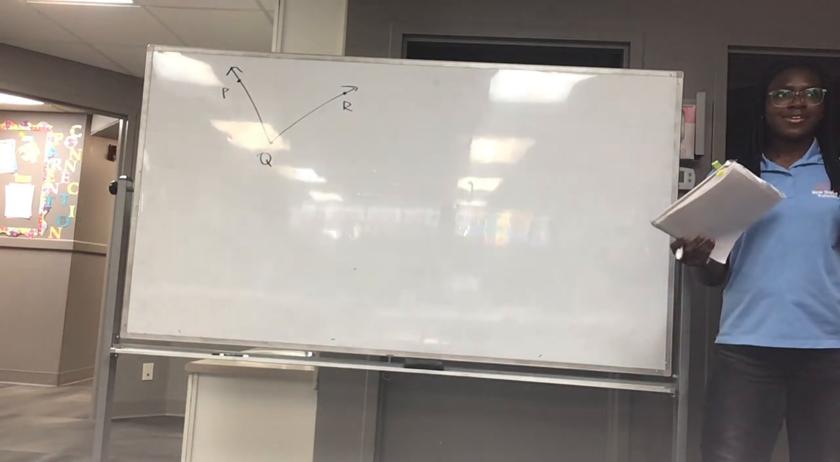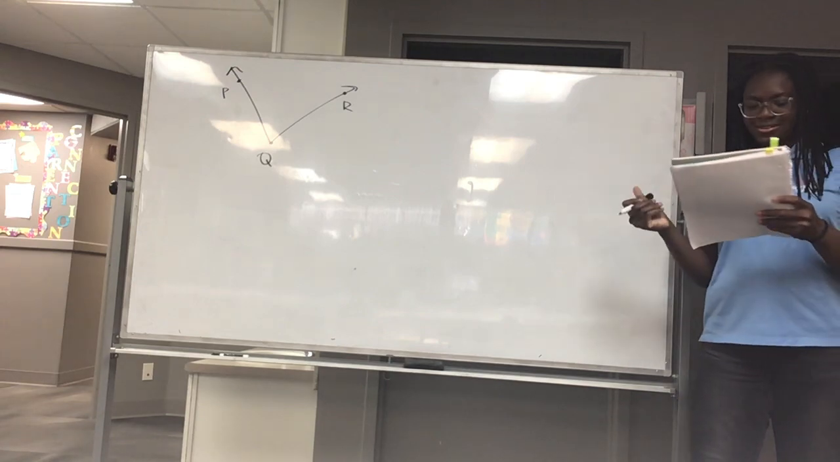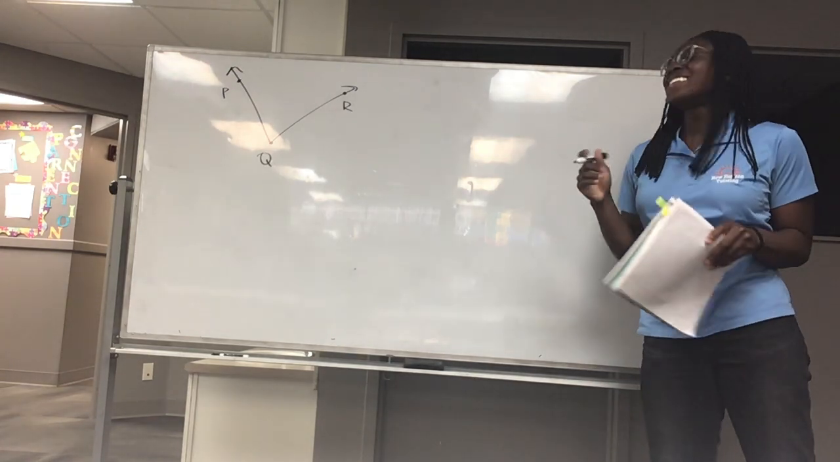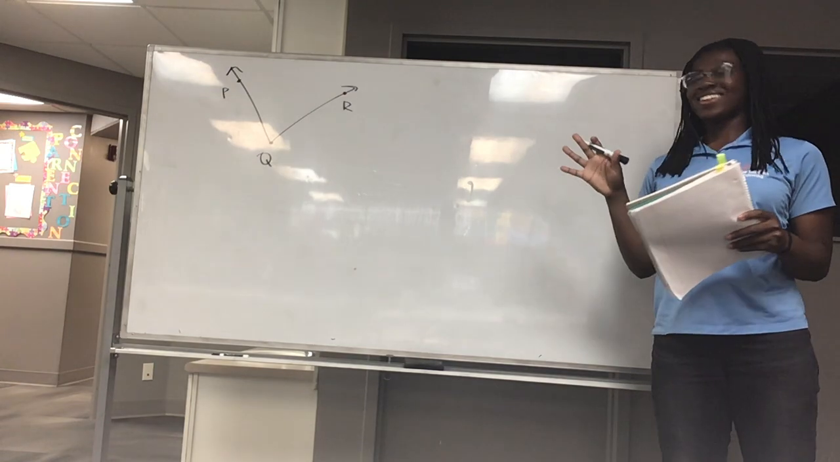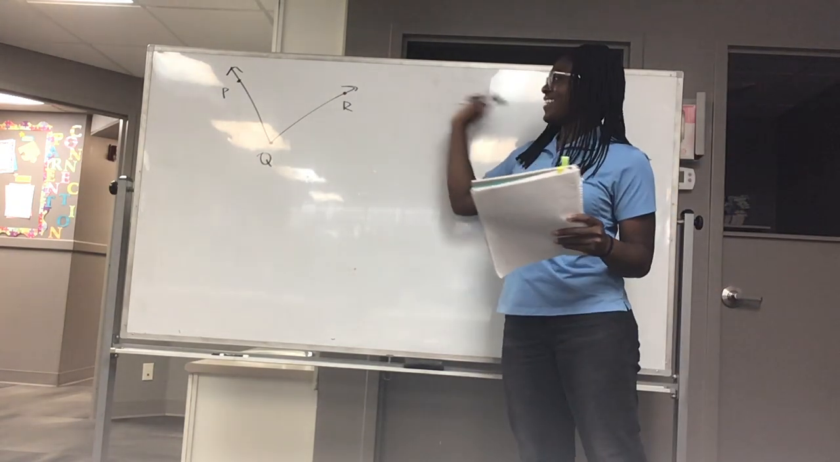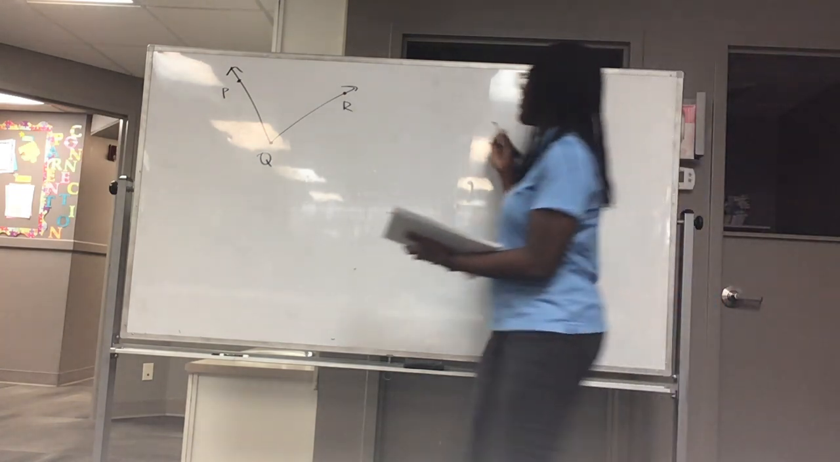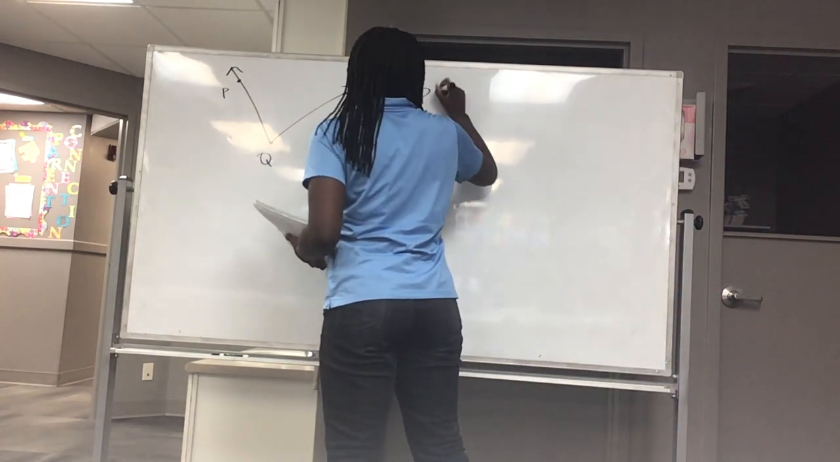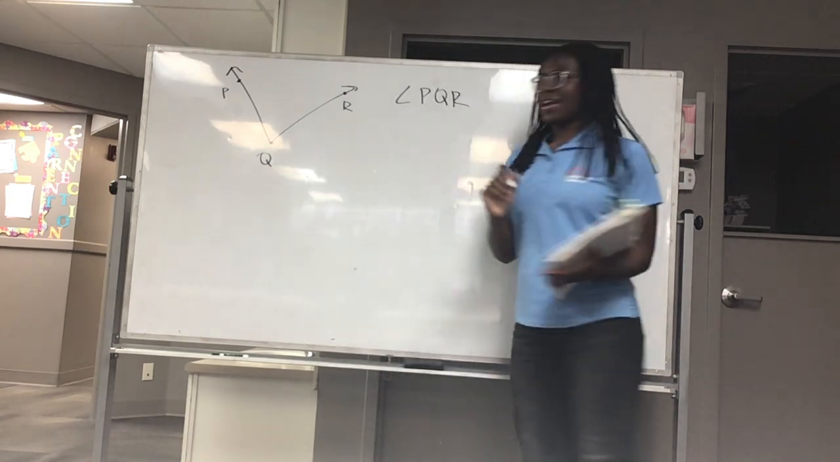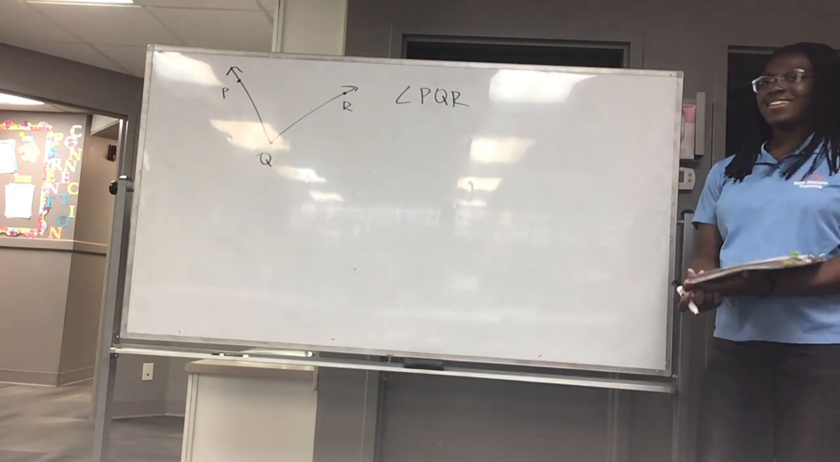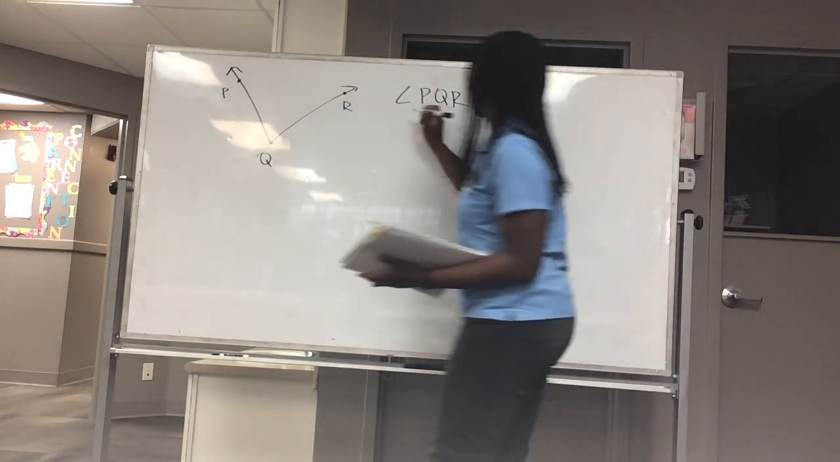I was gonna say acute. I don't know if that's what you're talking about. Oh yeah, well, that's also correct. But I meant the name of the angle using the letters. PQR. Yep. Okay, does anyone have another one? IQP. Yep.